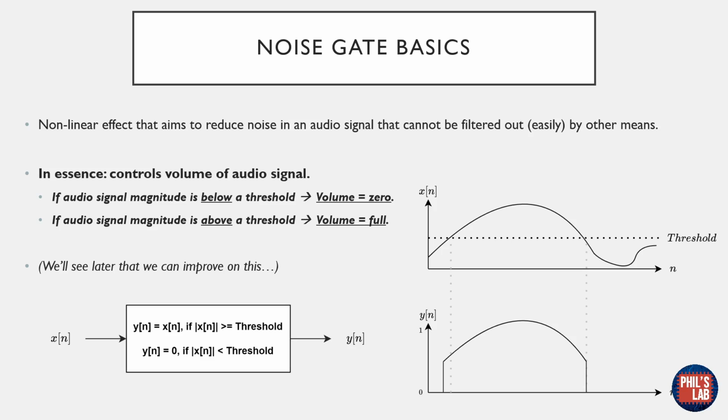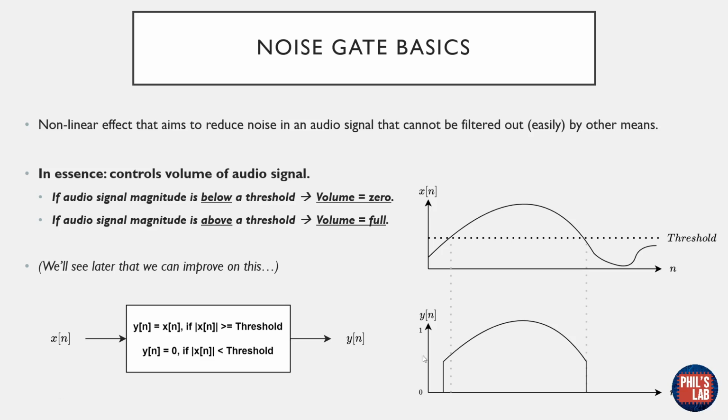In essence, a noise gate controls the volume of the audio signal. Let's assume we have this audio signal coming in at the input here. We define some sort of threshold, which is shown by this dark dashed line, and if this audio signal is below this threshold, we simply reduce the volume to 0, and if the audio signal magnitude is above the threshold, we keep that signal. You can see the corresponding output signal of this very simple noise gate down here, y of n. So anything that is below this threshold line just gets cut out, and anything that is above gets kept. The thing is, we can see later that we can improve on this quite heavily because these sharp transitions lead to rather nasty distortion.